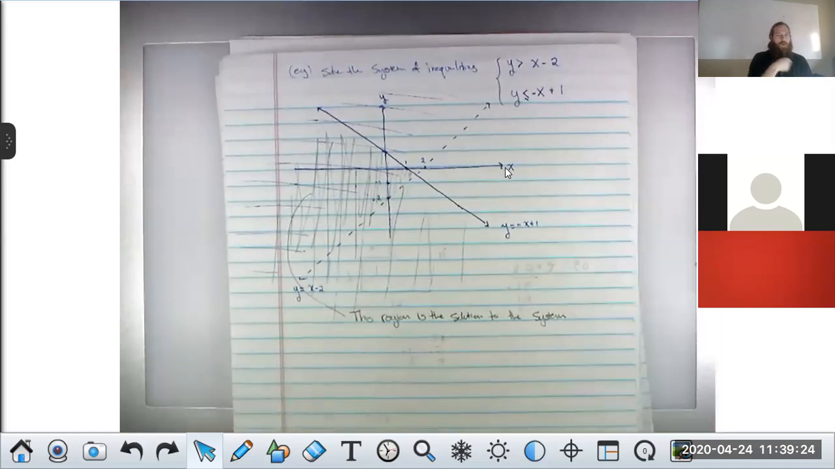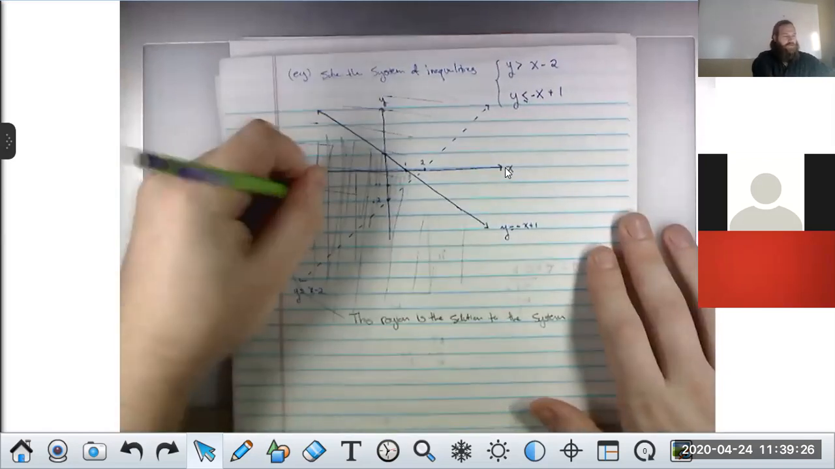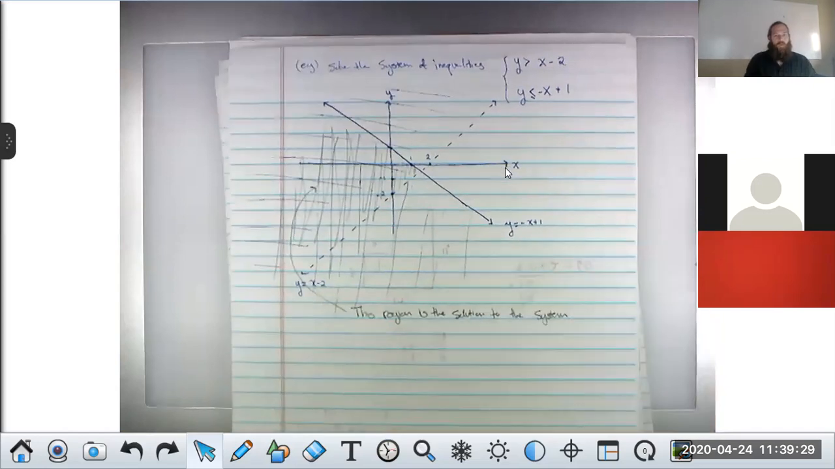Right? Any ordered pair that's in this twice shaded region, the region that's shaded by the first inequality and also by the second inequality, that's the stuff that solves the system. So you take any ordered pair from that doubly shaded region and it will solve both inequalities, which means it solves the system. The collection of all such points is the solution set to the system.